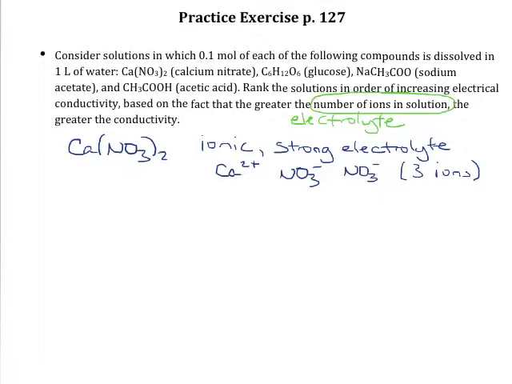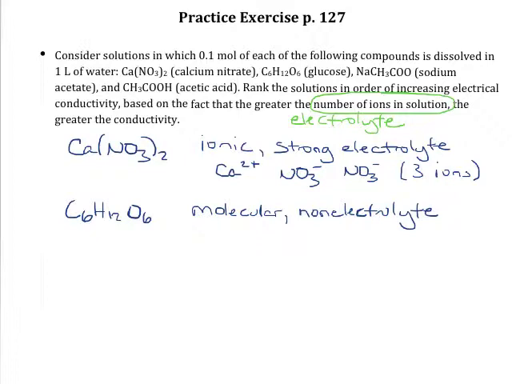I've got glucose, C6H12O6. This is a molecular compound. I can tell because it's only composed of nonmetals as opposed to the calcium nitrate, which had a metal and a nonmetal. Molecular compounds tend to be non-electrolytes. The only exception to that is acids, and we'll take a look at that in a second here. But non-acidic molecular compounds tend to be non-electrolytes, and since this is sugar, this is definitely a non-electrolyte. So since this is a non-electrolyte, it will not break apart into ions. Since it won't break apart into ions, we don't need to worry about counting any of them.